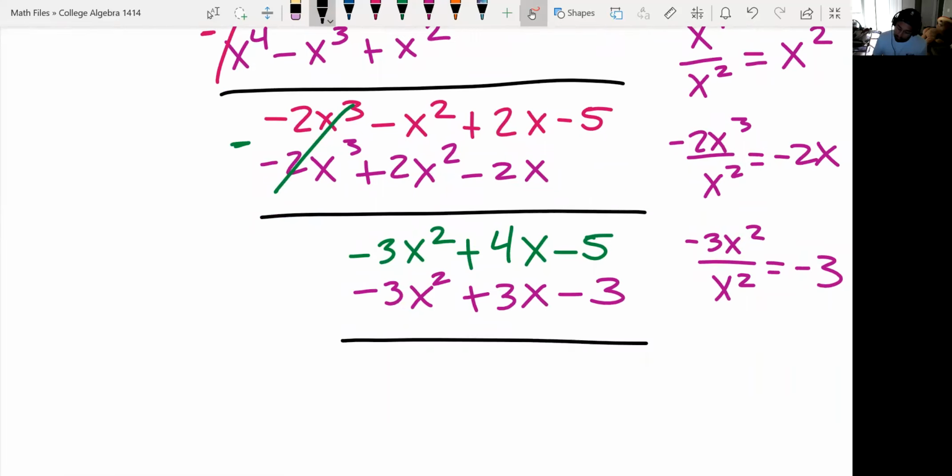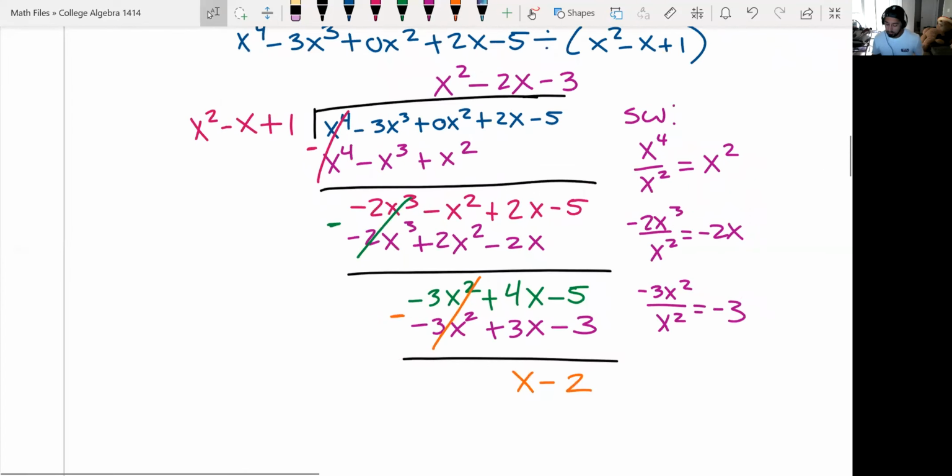Very, very important to watch all your signs. Operation is subtraction, so negative 3x squared minus negative 3x squared, gone. 4x minus 3x gives me x. Negative 5 minus negative 3 makes that negative 5 plus 3. Negative 5 plus 3 gives me negative 2. There we go. Let's look at our answers.